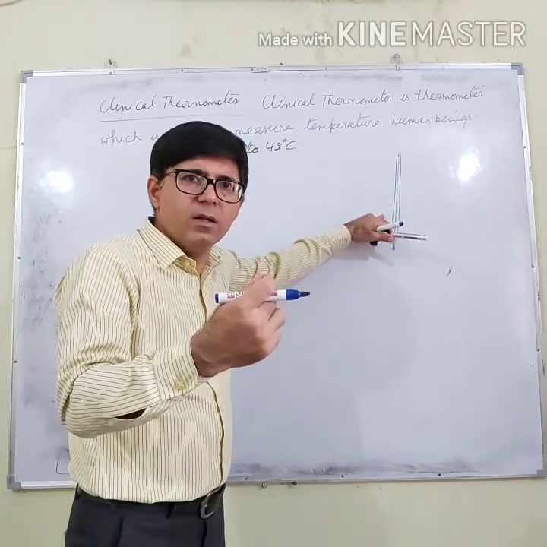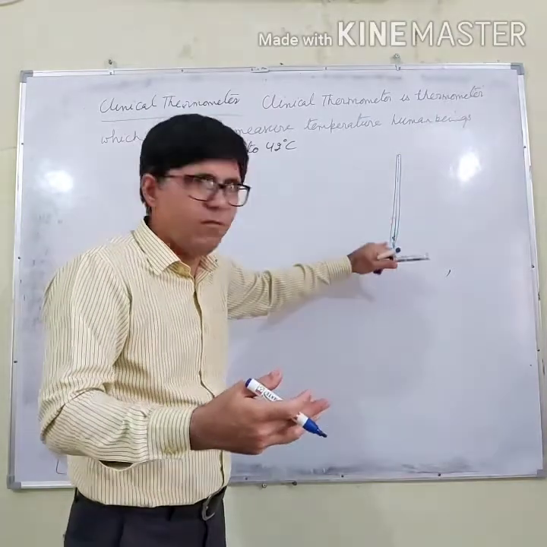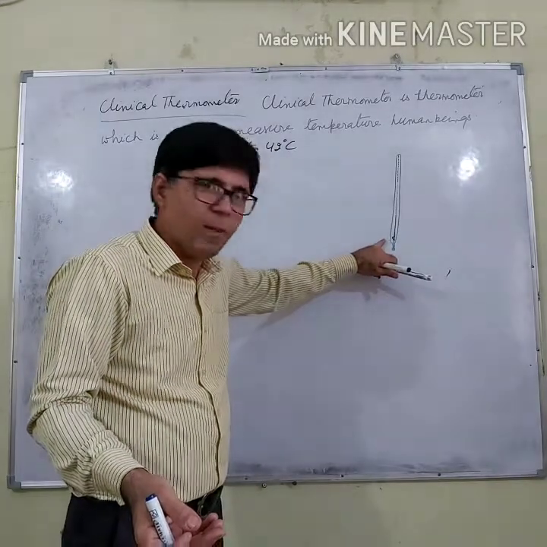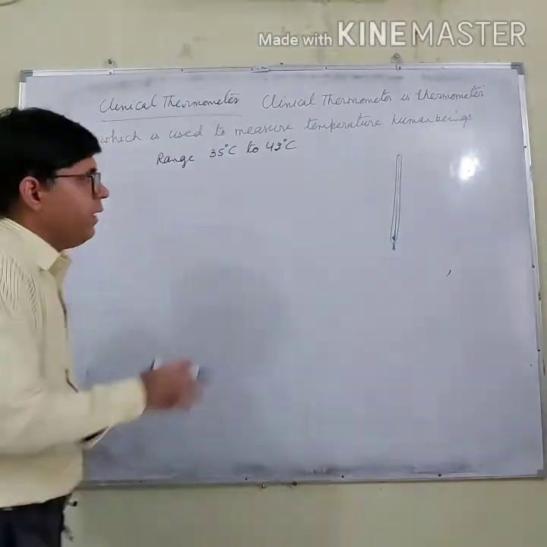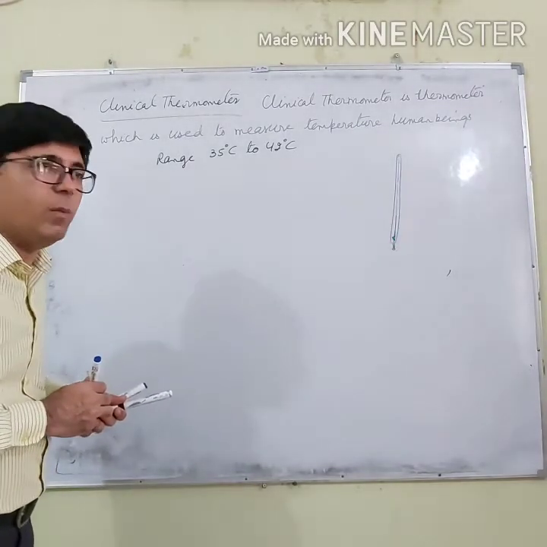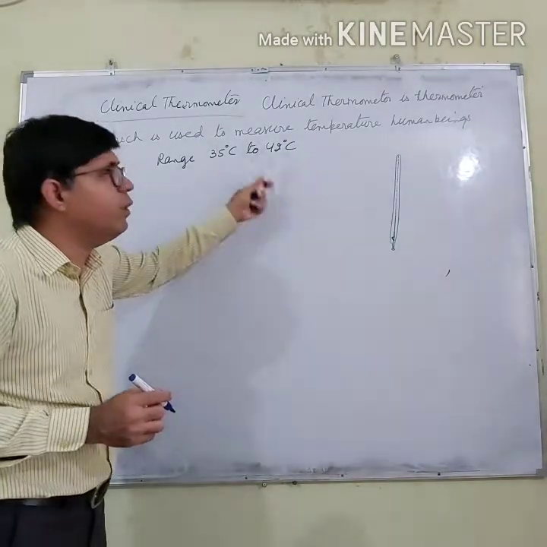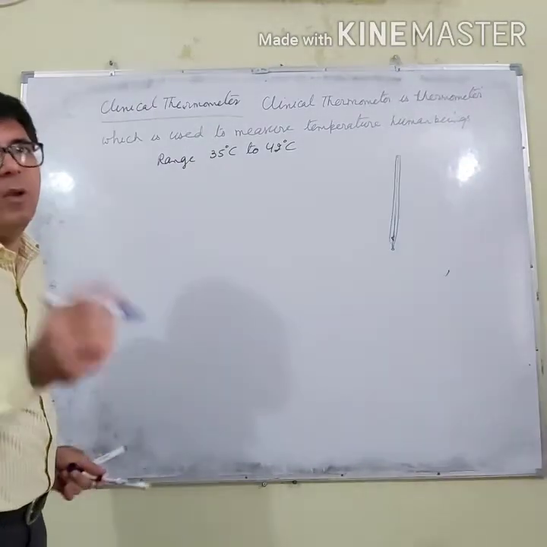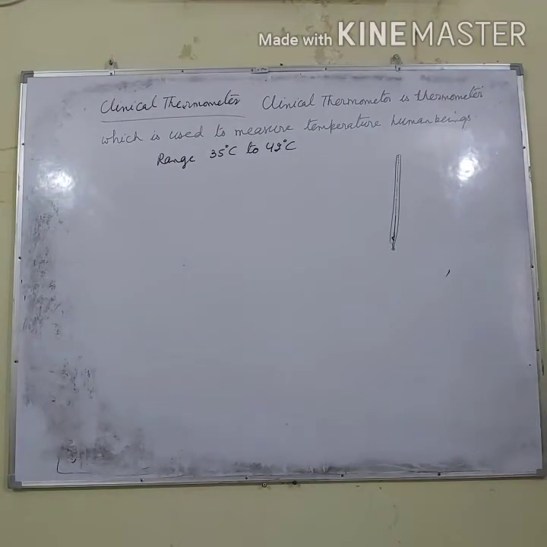And if we remove the thermometer from our mouth, the mercury level will fall down because the surrounding temperature is less. So what will happen? This particular kink will not allow the mercury to fall down. Right? So this is the major difference between the clinical and the laboratory thermometer. And the second difference is that the range of the clinical thermometer is 35 degrees Celsius to 42 degrees Celsius, whereas the range of the laboratory thermometer was minus 10 degrees Celsius to 110 degrees Celsius.